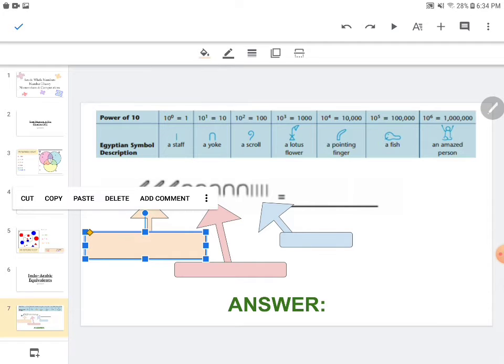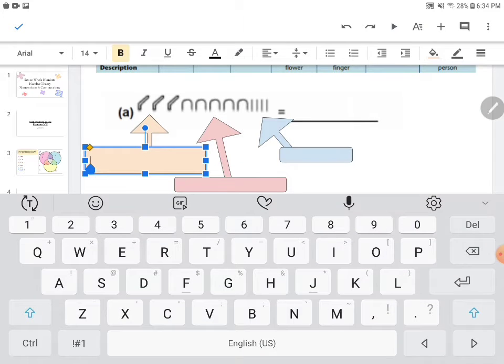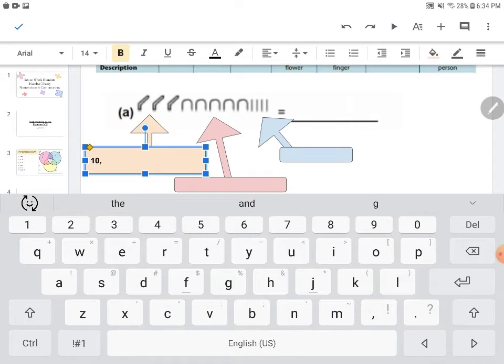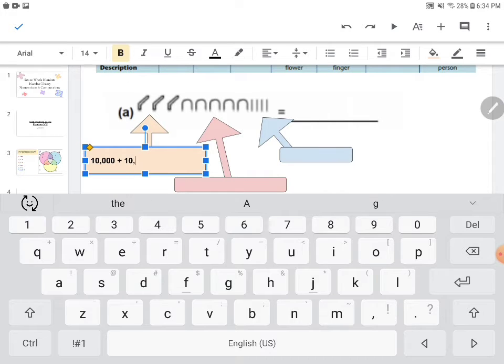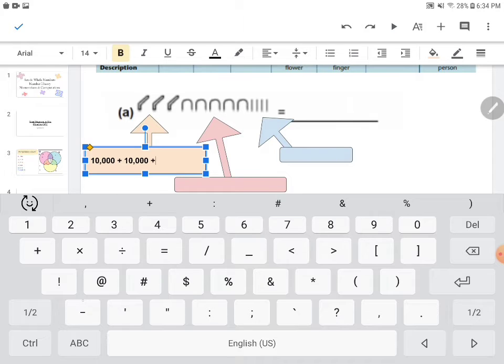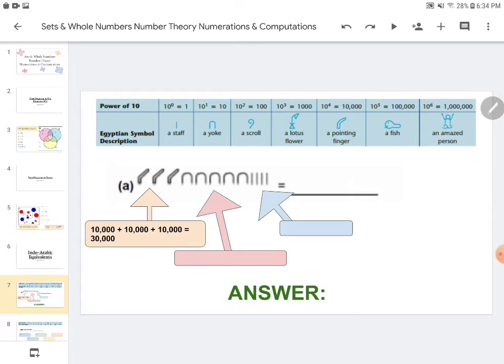So just to break this problem down, we're given 3 of our pointing fingers, and 1 pointing finger is equivalent to 10,000. Since we have 3, we're going to do 10,000 3 times: 10,000 and 10,000. When we add 10,000 3 times, we get a total of 30,000, which is the first part towards our answer for the entire equation.